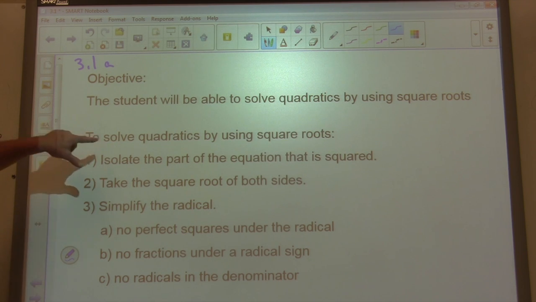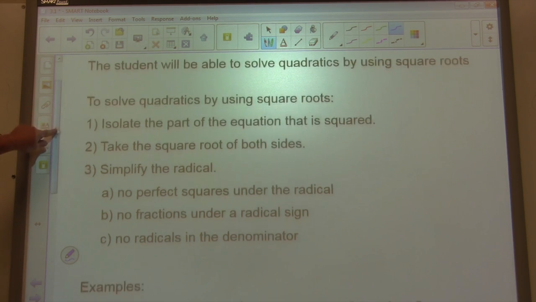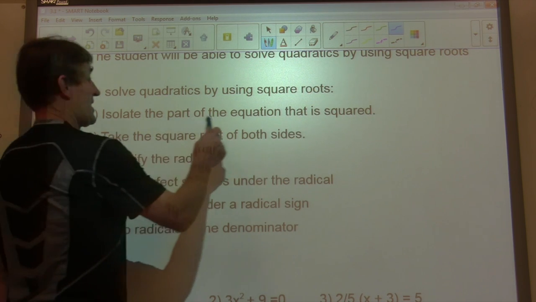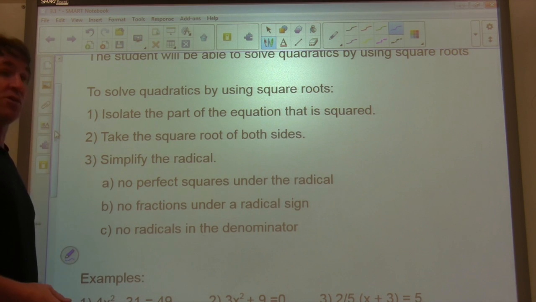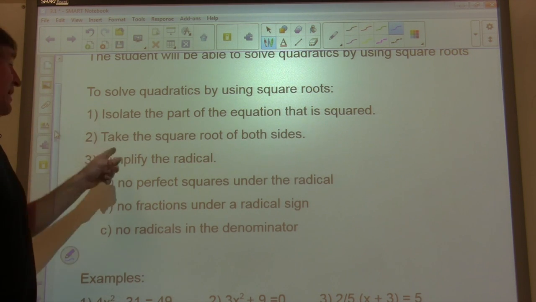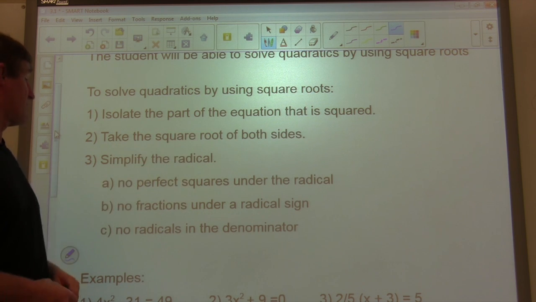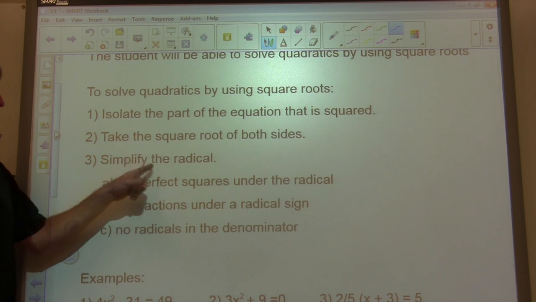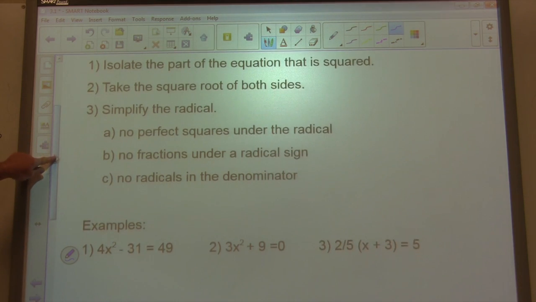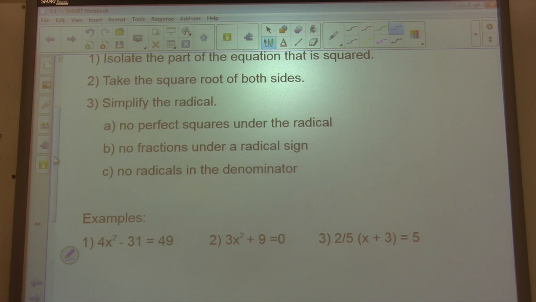And to solve quadratic equations by using square roots, you have 3 basic steps. The first one is to isolate the part of the equation that is squared. So that means whatever you have squared, you're going to get that by itself. Then you're going to take the square root of both sides. And then the last thing you're going to do is simplify the radical. Now, you should have done this in Algebra 1 or Geometry, but probably need some review here.